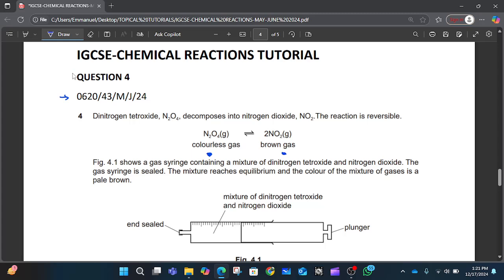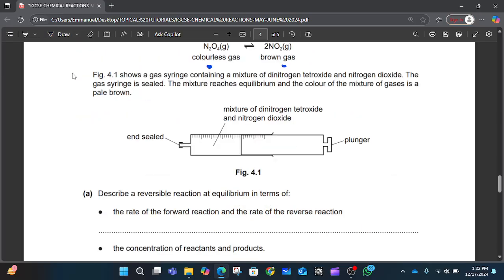Figure 4.1 shows a gas syringe containing a mixture of dinitrogen tetroxide and nitrogen dioxide. The gas syringe is sealed. The mixture reaches equilibrium, and the color of the mixture of gases is a pale brown. This is a diagram of the gas syringe containing the two gases.